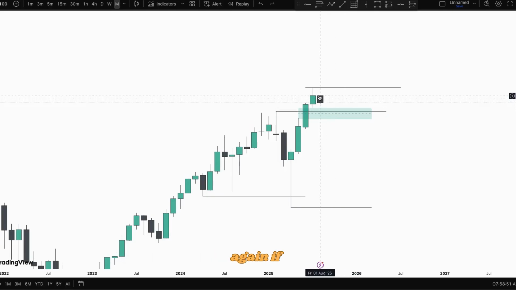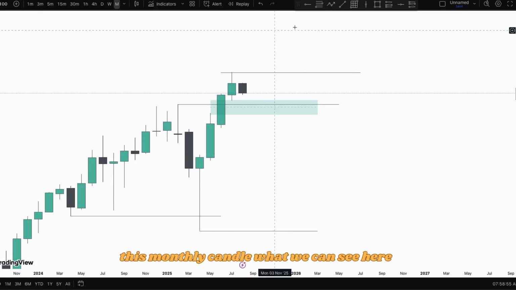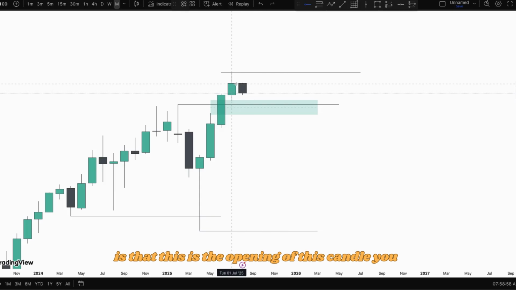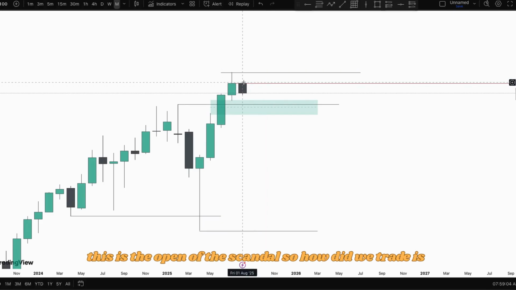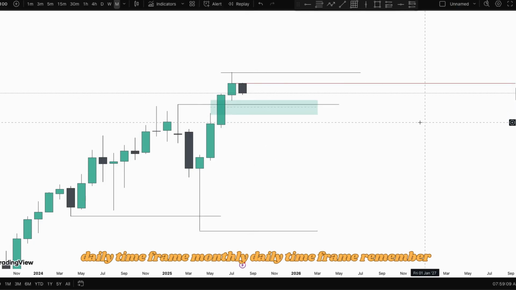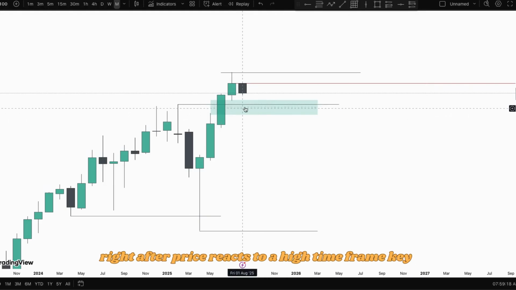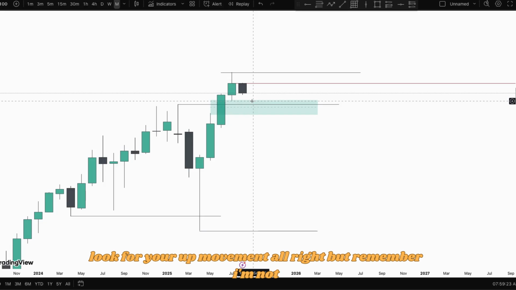And again, if we're looking at this monthly candle, what we can see here is the opening of this candle. It just opened up yesterday and dropped. All right, this is the open of this candle. So how do we trade the open of this candle? We have to align it with the daily time frame. Remember the time frame alignment video that I did? Once you start seeing the daily showing you some bullish signs, after price reacts to a high time frame key level, then you can trust that to look for your upward movement.